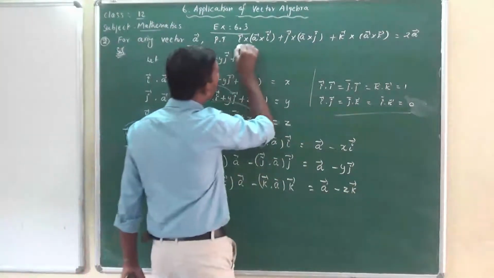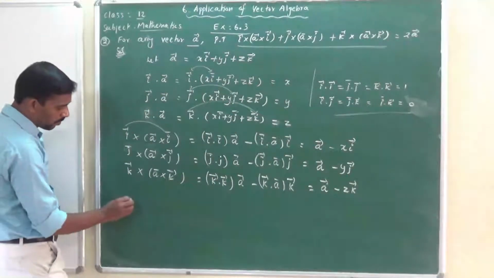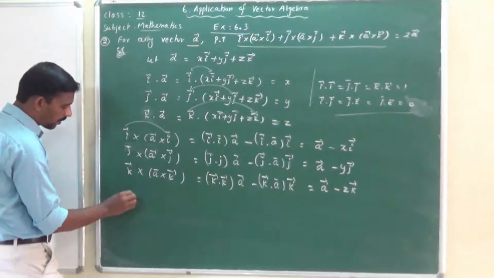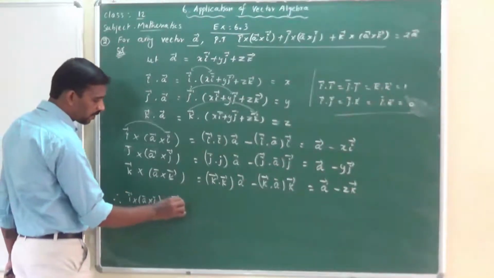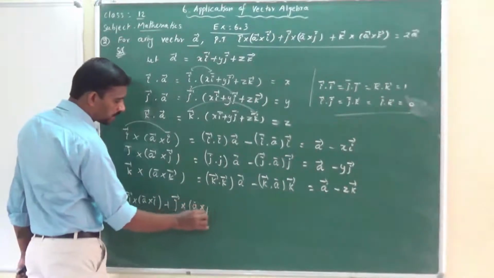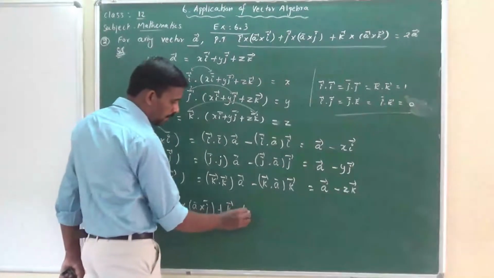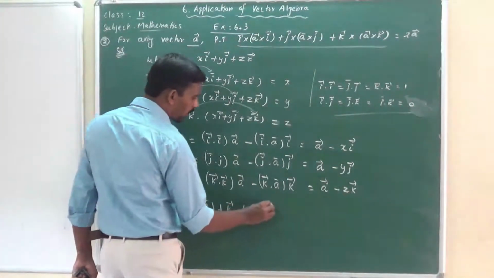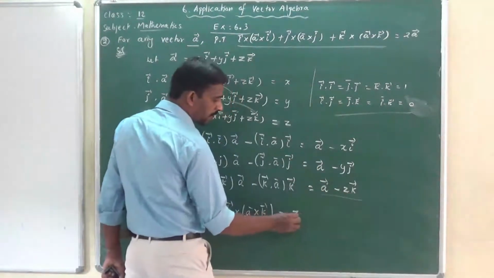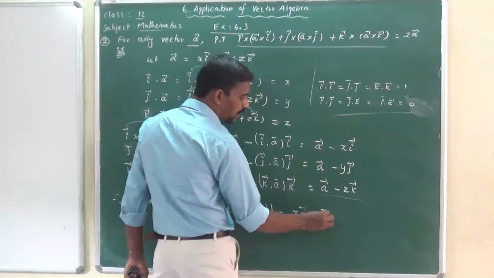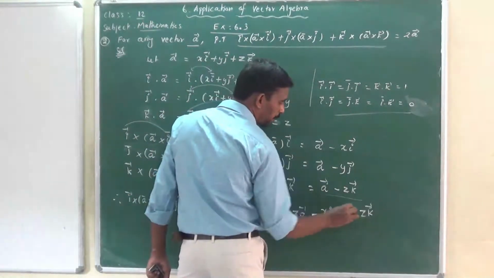Now we want to add all the terms, right? By adding this one. Therefore i vector cross a vector cross i vector plus j vector cross a vector cross j vector plus k vector cross a vector cross k vector, which is equal to, adding this one, a vector, a vector, a vector. This is nothing but 3a vector minus of xi vector minus yj vector minus zk vector.